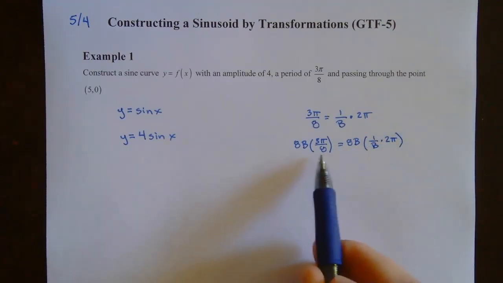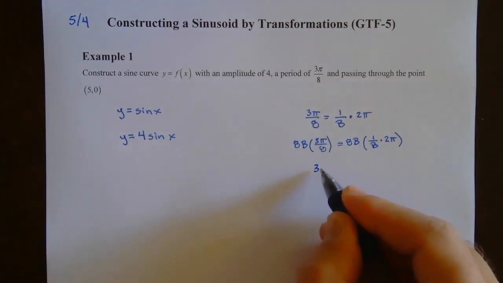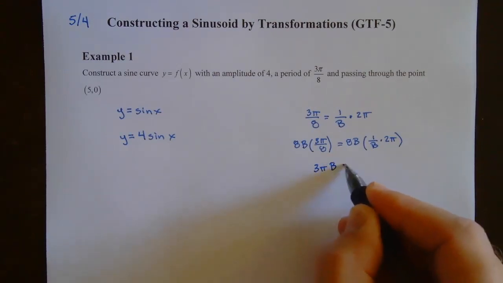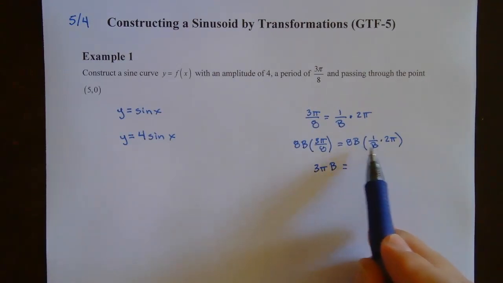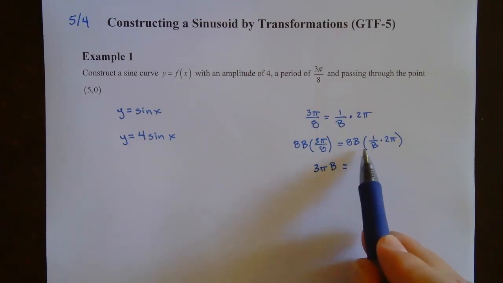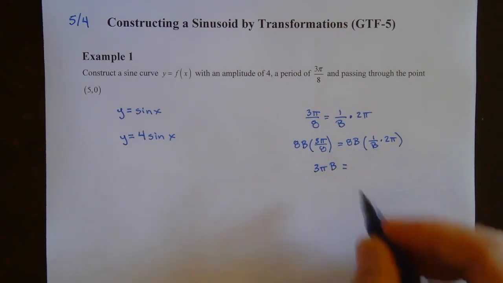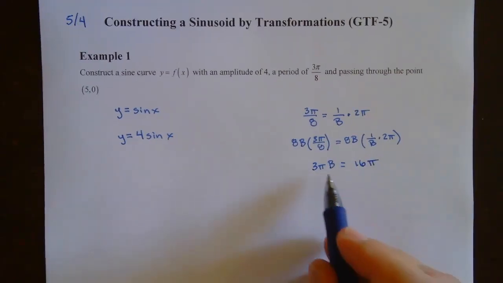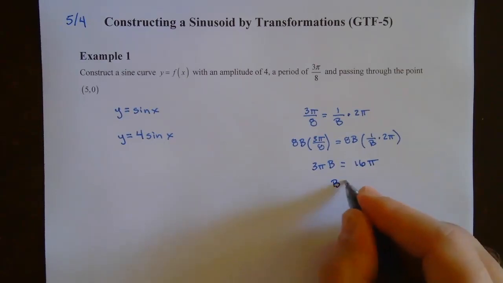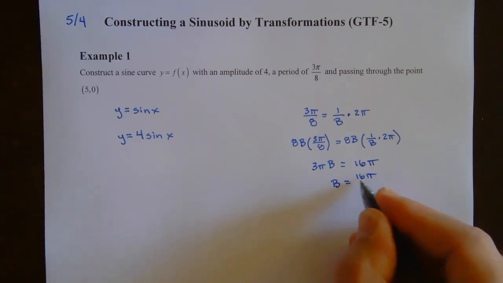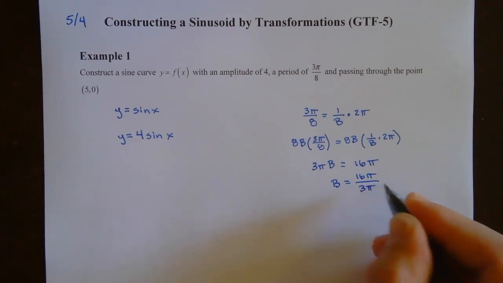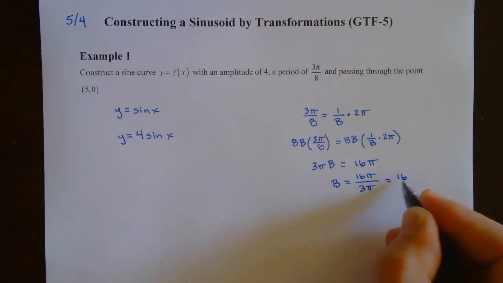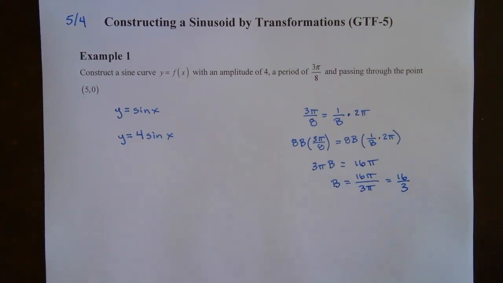So when I multiply this, my 8s are going to cancel, and I'm going to be left with 3 pi b is equal to, here my b's are going to cancel, and I'd be left with 8 times 2 pi, which is 16 pi. And then I'm going to divide both sides by 3 pi, and so b is 16 pi over 3 pi, but the pi's can cancel here, and you're left with b equal to 16 thirds. All right, so my b is 16 thirds.